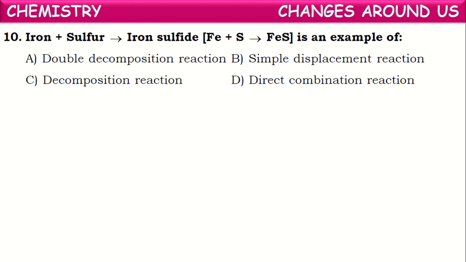Iron plus sulfur gives iron sulfide. What kind of reaction is this? It is an example for double decomposition reaction, simple displacement, decomposition or direct combination. See here, it is shown equationally also. Iron plus sulfur are combining to give iron sulfide. So what we can say is direct combination. Two elements are combining to give a new compound. So we can say this is a direct combination reaction.